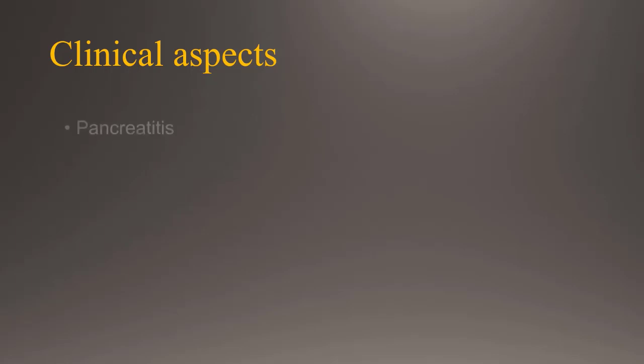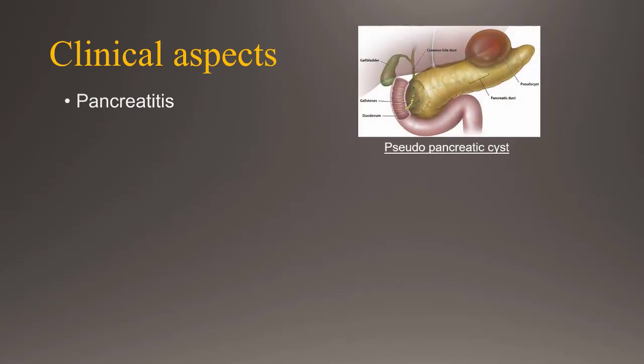Inflammation of pancreas is called pancreatitis, which is commonly seen in those who are alcoholics. There are two types, acute pancreatitis or chronic. Pseudopancreatic cyst is a condition where a fluid-filled cyst exists within the pancreas. So this is maybe as a result of blocked bile duct or after pancreatitis.